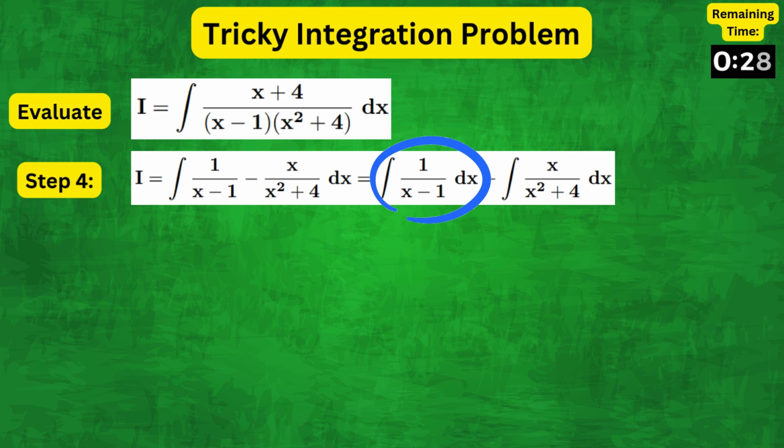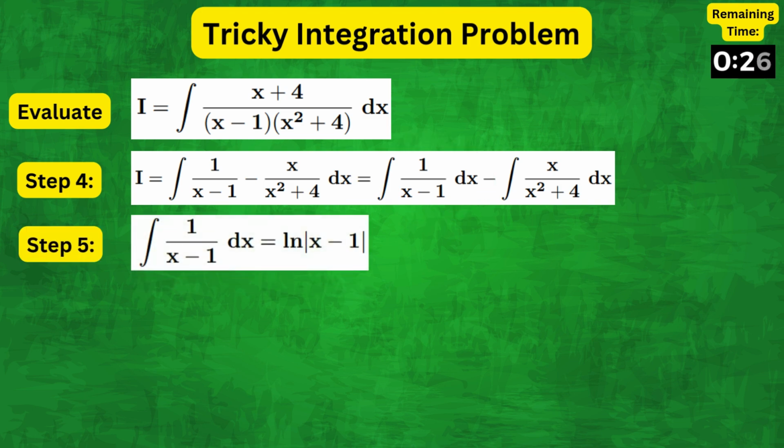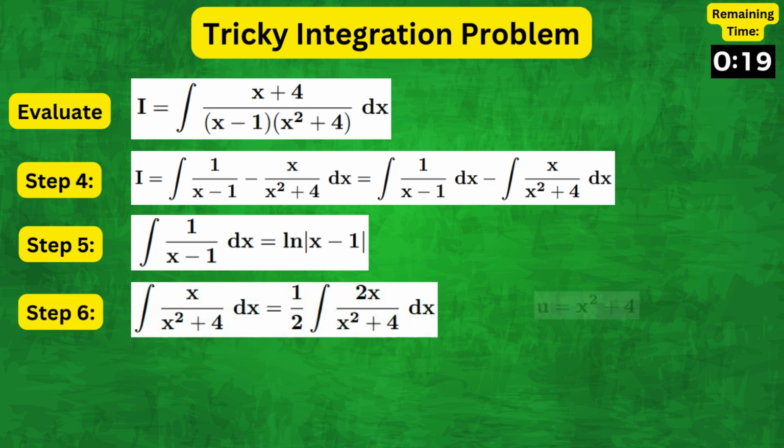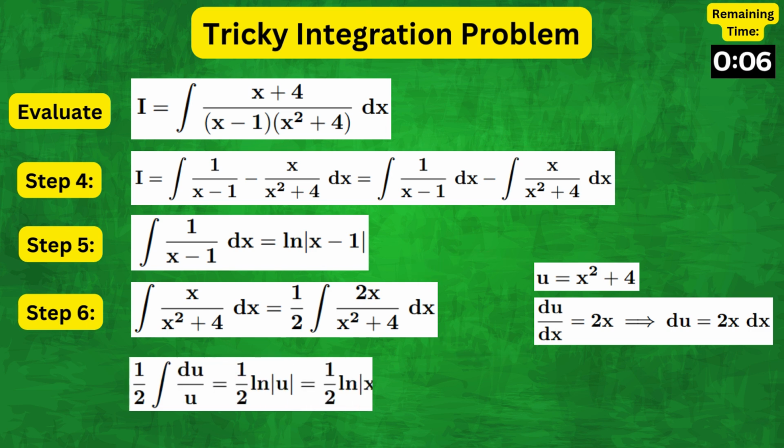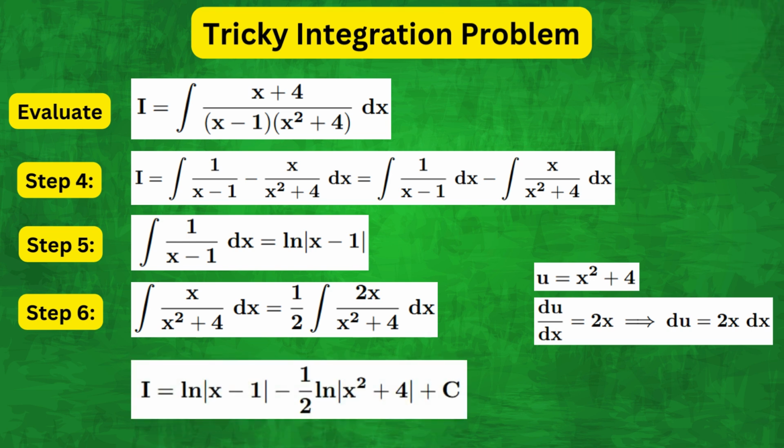Now, the integration of this first term is simply natural log of x minus 1. And for the second term, we can use the substitution, u equals x squared plus 4. Therefore, du by dx is 2x, and du is equal to 2x dx. Plugging this into the integral, we get a half of du over u, which integrates out to a half of natural log of u, and substituting x back in, we get the following solution.